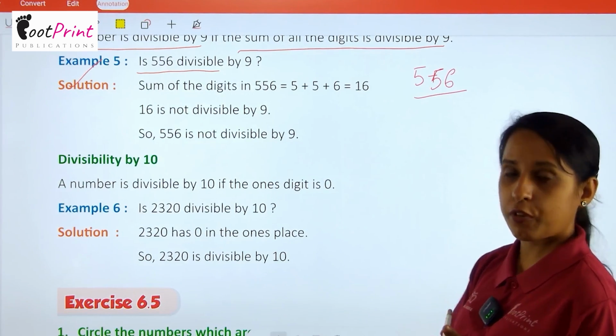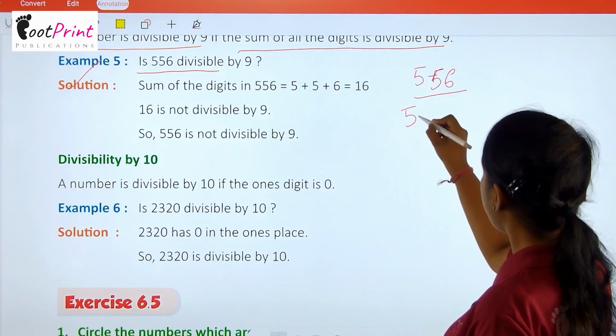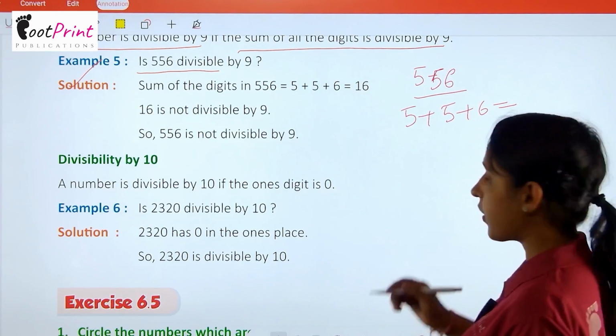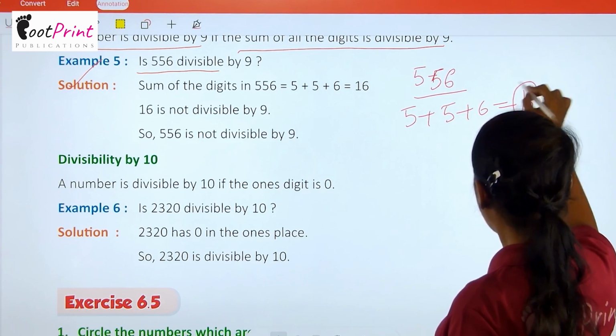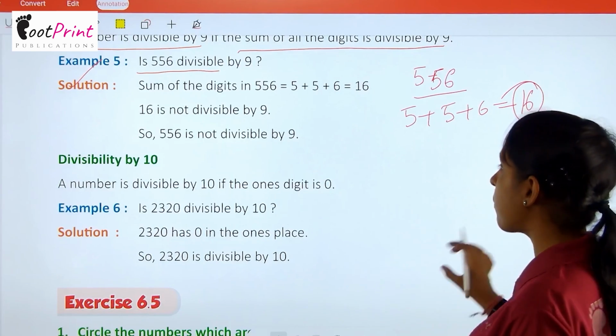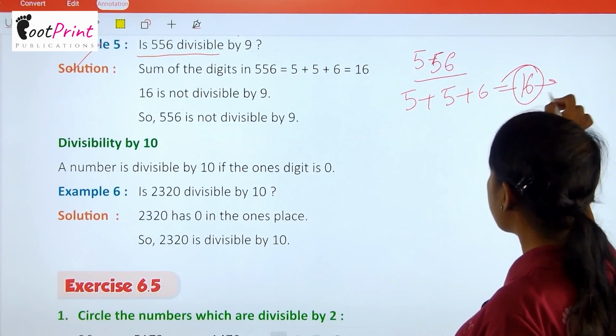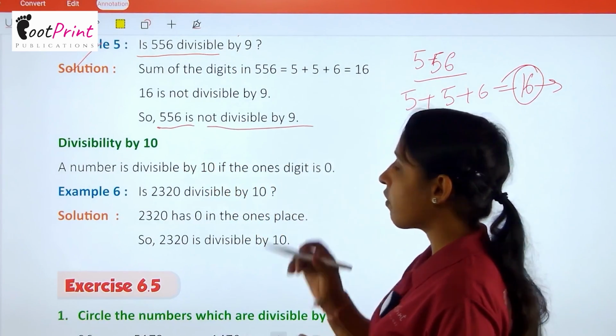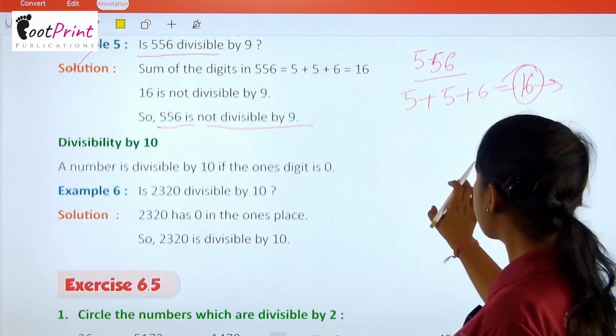556. First, we have to find out the sum of the digits. 5 plus 5 plus 6, that is 16. And 16 is not divisible by 9. It means we can say that 556 is not divisible by 9.